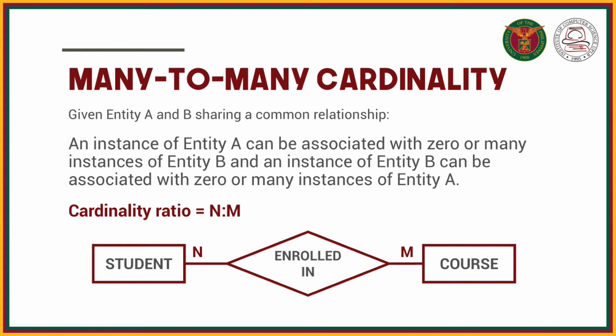Last is the many-to-many cardinality. An instance of entity A can be associated with zero or many instances of entity B, and an instance of entity B can be associated with zero or many instances of entity A. So example, student enrolled in course. So a course can enroll many students, and a student can be enrolled in many courses.